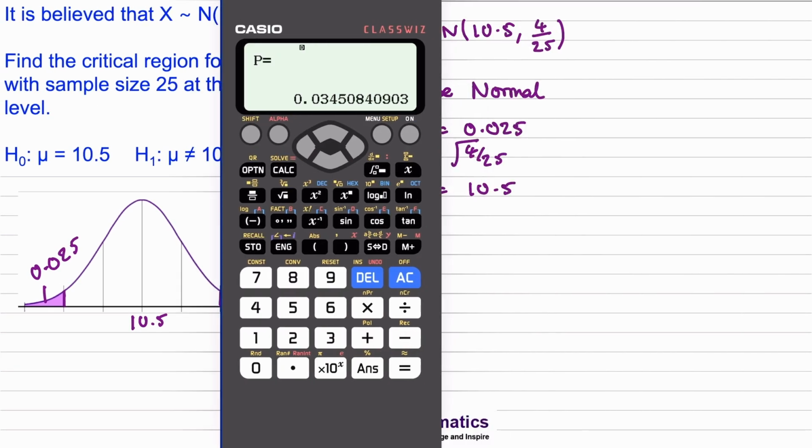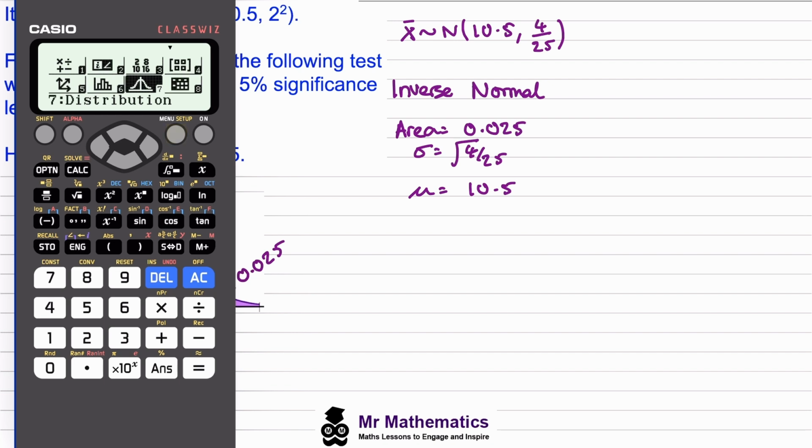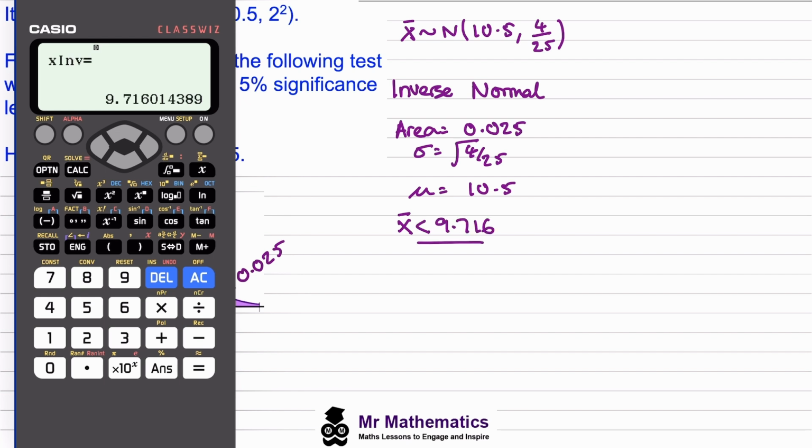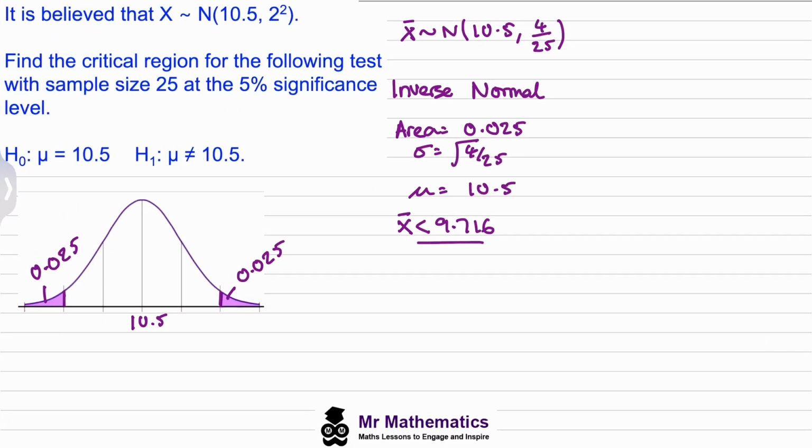So on our calculators, we'll go to menu, distribution. We want option 3 for inverse normal. We'll type in the area of 0.025, sigma, the square root of 4 divided by 25, and our mean of 10.5. And this will give us that x bar, the sample mean, must be less than 9.716. Okay?